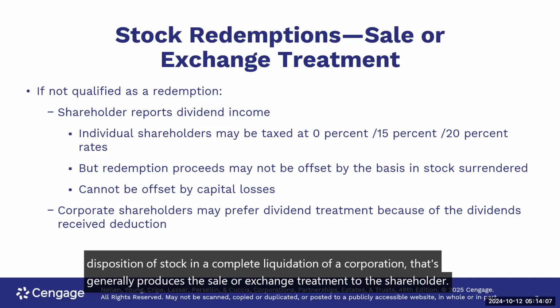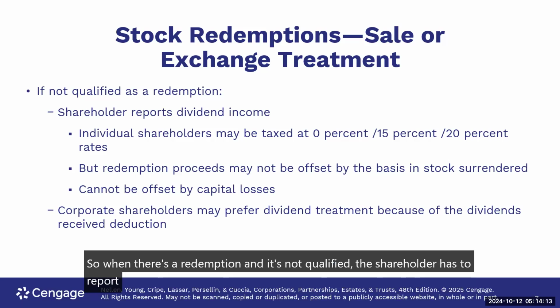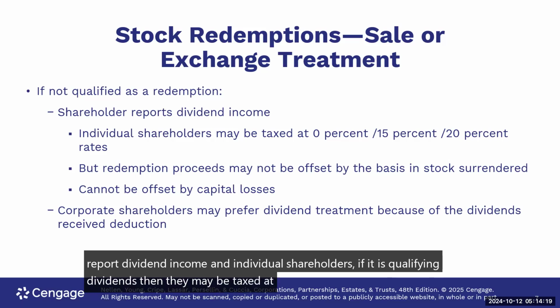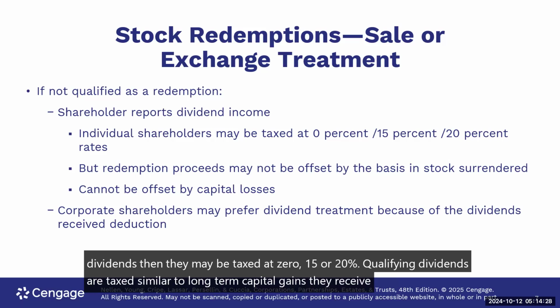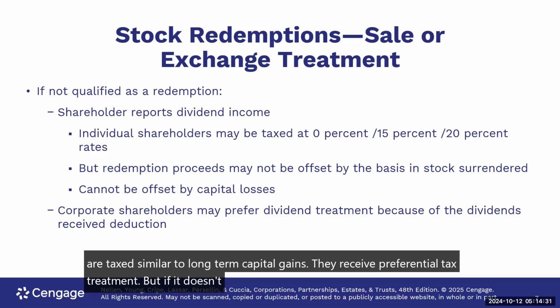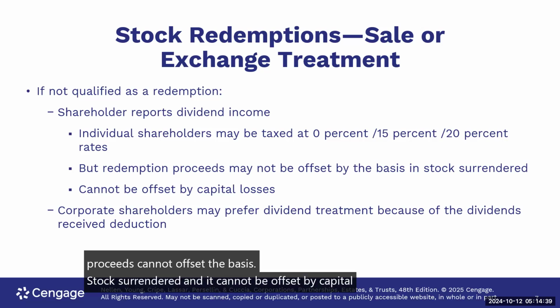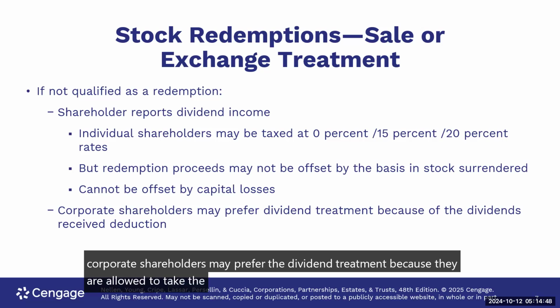When there's a redemption and it's not qualified, the shareholder has to report dividend income. For individual shareholders, if it is a qualifying dividend, it may be taxed at 0, 15, or 20%. Qualifying dividends are taxed similarly to long-term capital gains; they receive preferential tax treatment. But if it doesn't qualify as a redemption, the redemption proceeds cannot offset the basis in the stock surrendered, and it cannot be offset by capital losses. In such a case, corporate shareholders may prefer the dividend treatment because they are allowed to take the dividends received deduction.